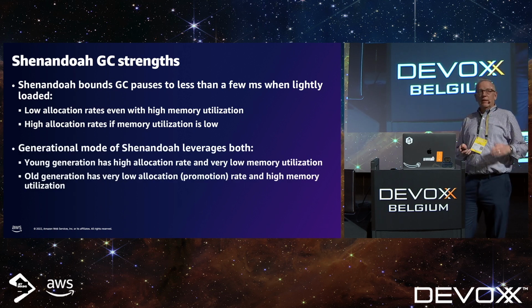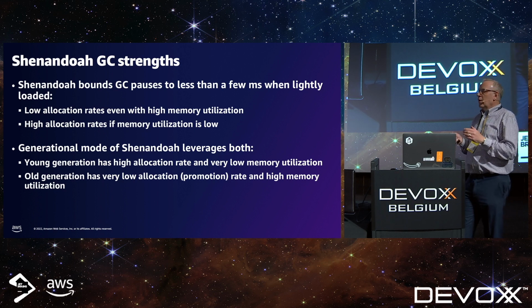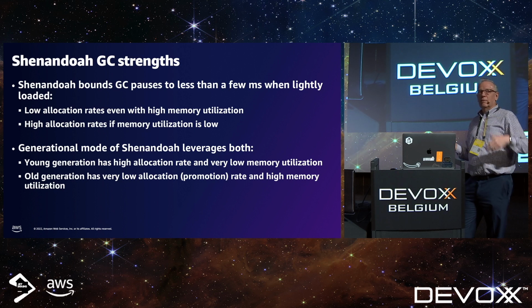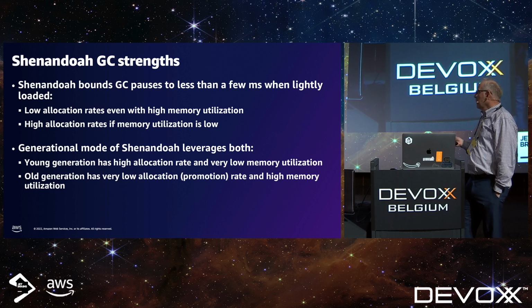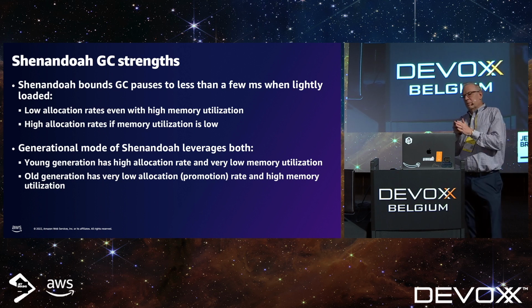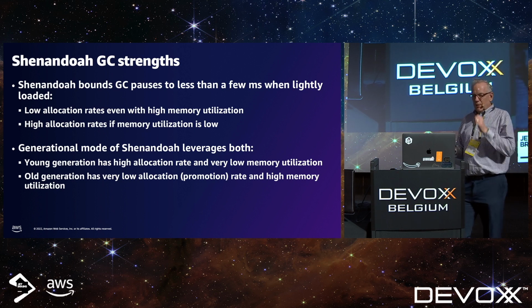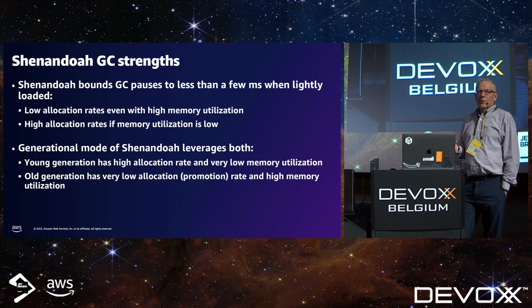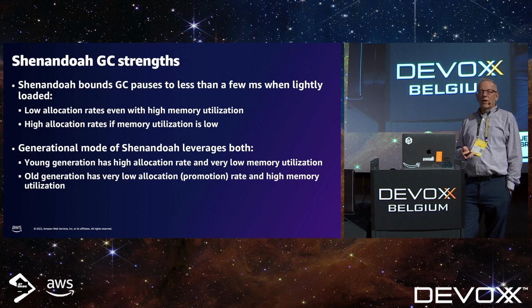Turns out those are the two modes of operation for a generational garbage collector. The young generation has very high allocation rates. We see up to 10 gigabytes per second, even higher in some of our services. And the young gen has very low memory utilization. By the time you get to the end of a young gen pass, you've got utilization typically below 10%, often below 5%.